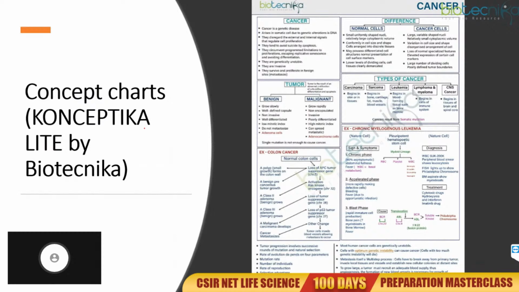So this is the chart that I was talking about. So Biotechnica especially has certain smart learning tools. One of them is Conceptica Lite, where you can see a topic that is cancer. That is one of the important topics, and you need to know so much about cancer. You need to know the difference between normal cells and cancer cells, what are the types of tumor, what are their characteristics, and then what are the different types of cancer like carcinoma, sarcoma. Even, you might have found that questions are asked from here, right? Either it can be part B or part C.